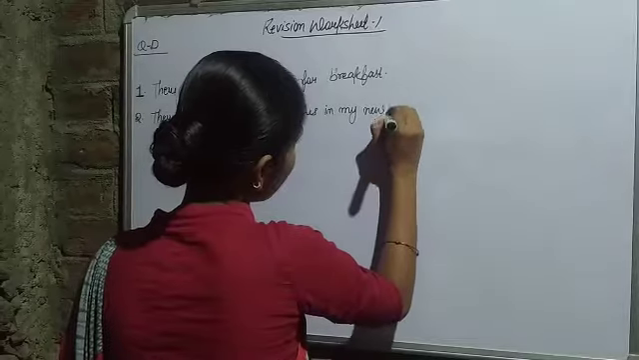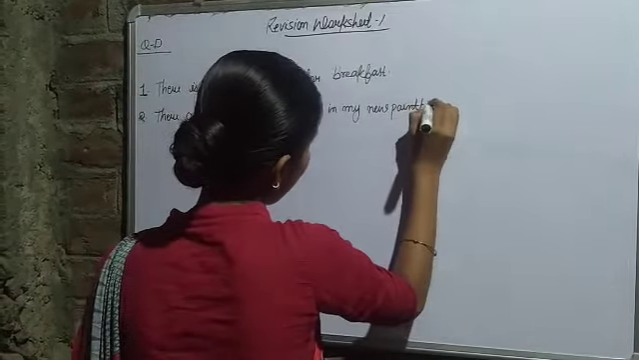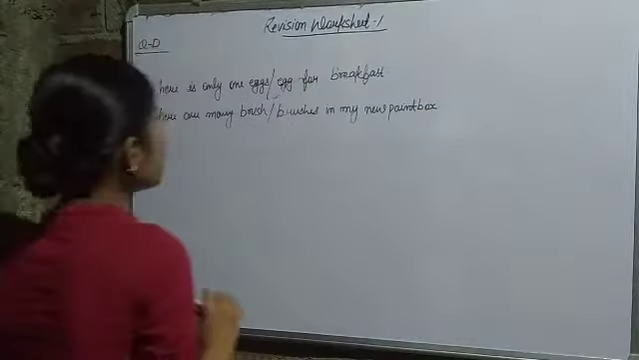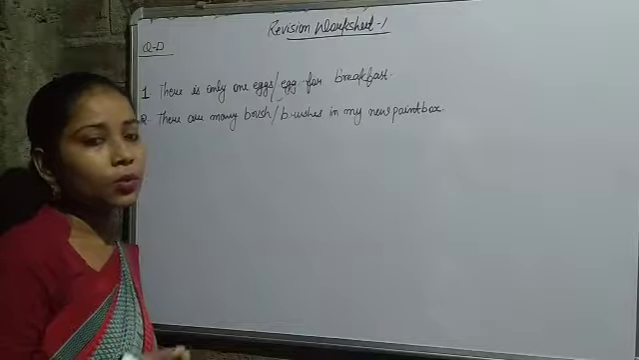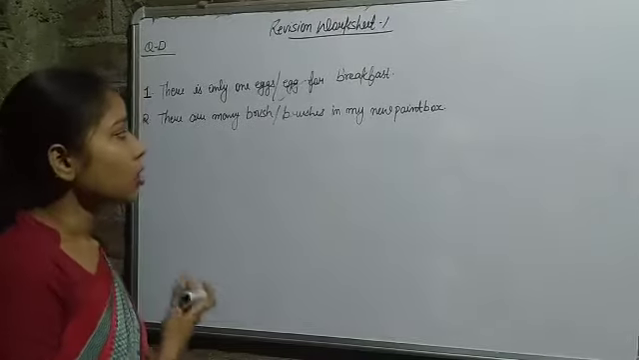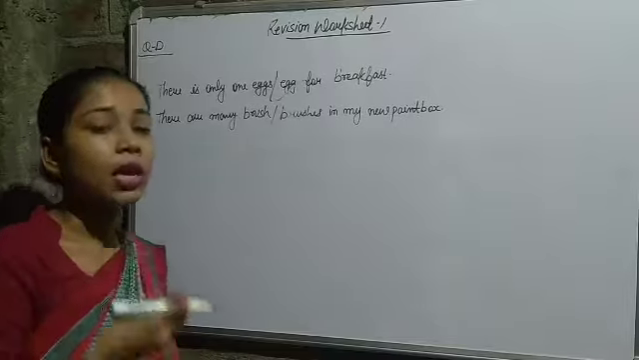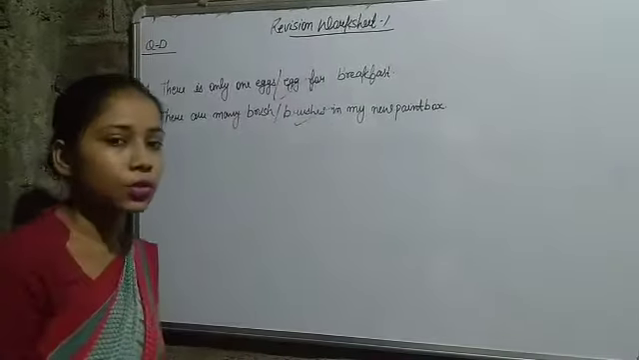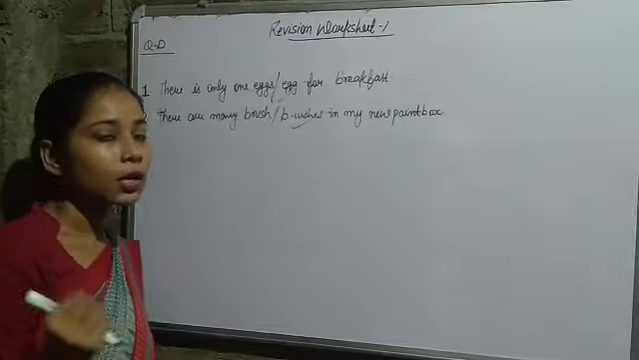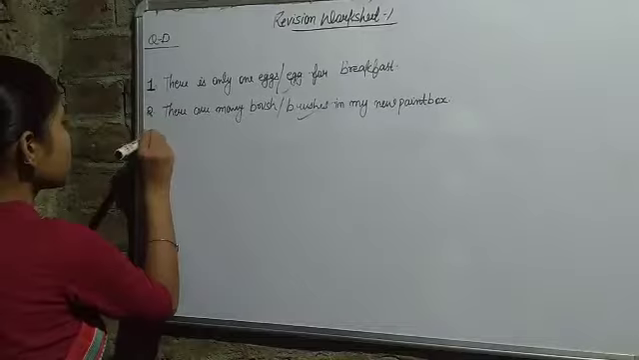In my new paint box. So there are many. The word is many, one and many. One means एक, many means एक से ज़्यादा. So here we already have many. It means here we have brushes in plural form. So what we have to use? Brushes. Brushes shows that we have the brush in so many numbers in my new paint box.